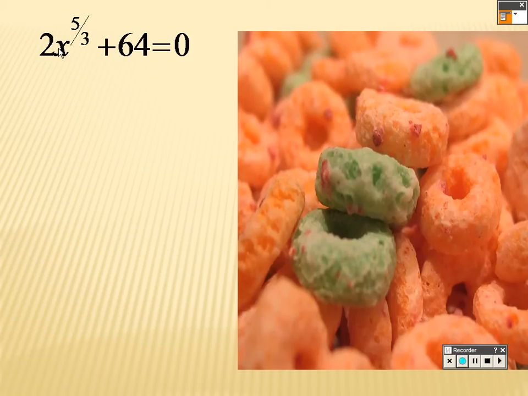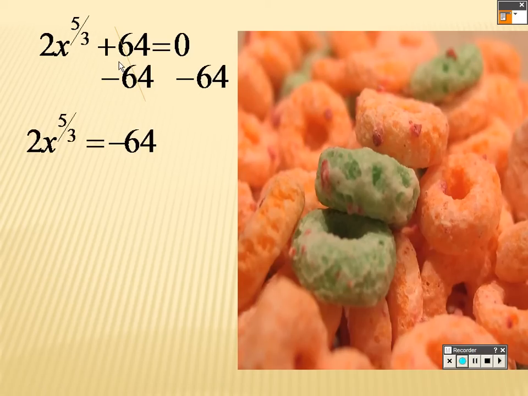In this problem, I need to get this all by itself in order to solve this problem. So, if I'm going to get this all by itself, here's what I'm going to do. I'm going to minus a 64 on both sides. So I get 2 times x to the 5/3 equals negative 64. Need to get the x by itself, so since it's 2 times that, I'm going to divide both sides by 2. So I get x to the 5/3 equals negative 32.